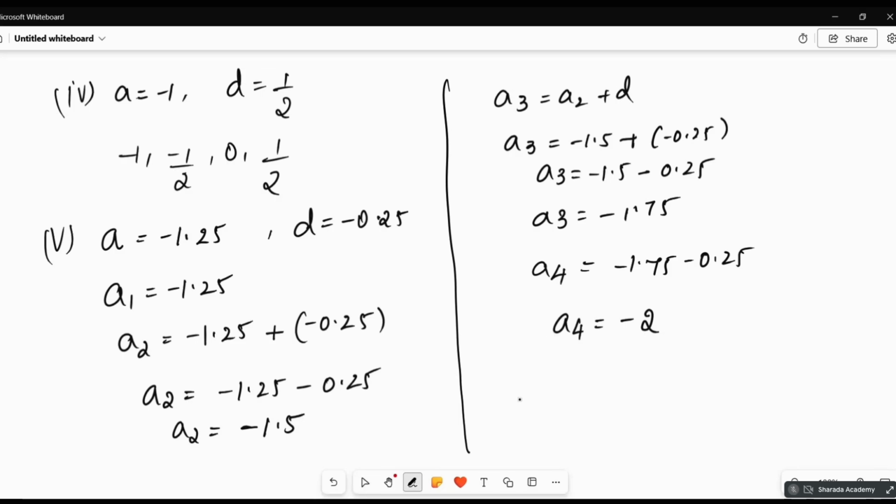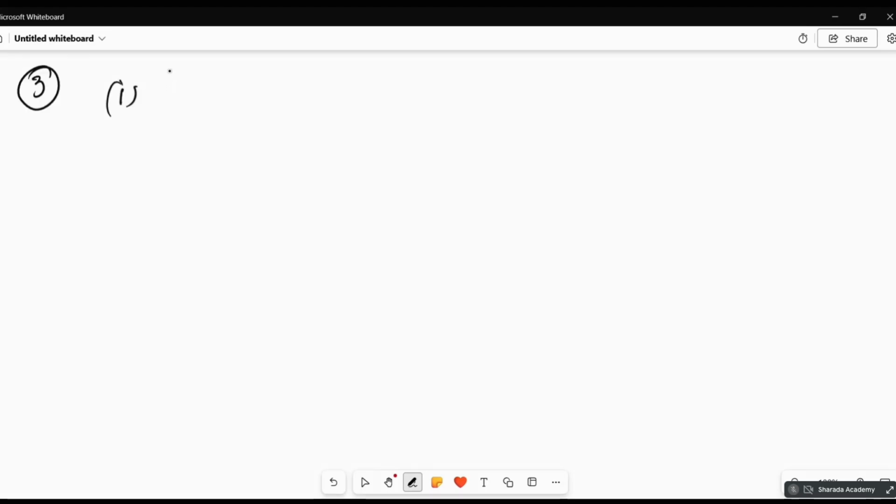So what will be the AP here? Minus 1.25, minus 1.5, minus 1.75, minus 2. It's an AP. So write the first term and common difference for all. 3, 1, minus 1, minus 3. Mohita, what is the answer? First term and common difference.